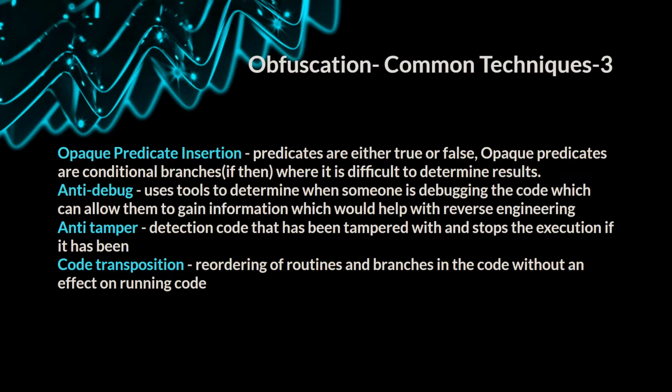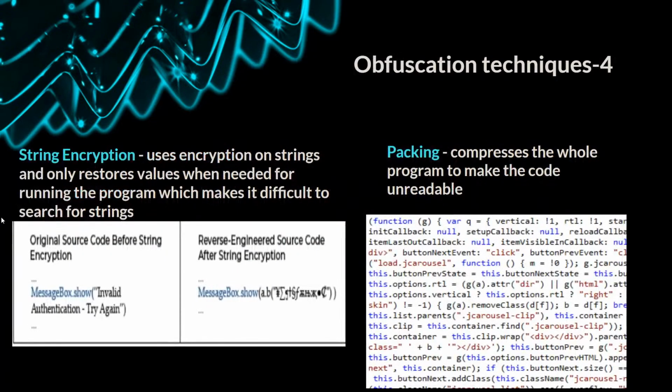The next one is code transposition, which is pretty much reordering routines and branches. It reorders the code in a non-logical way that still works, and it doesn't affect the output. Okay, next. Here's some more with examples. The first one is string encryption. Basically it encrypts the strings and only restores the values when you need to run the program. That makes it difficult to search for certain strings.